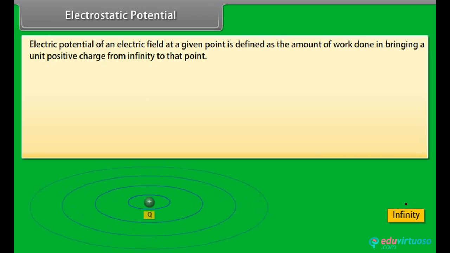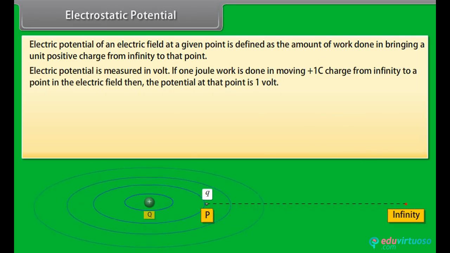Electrostatic potential. Electric potential of an electric field at a given point is defined as the amount of work done in bringing a unit positive charge from infinity to that point. Electric potential is measured in volt. If 1 joule work is done in moving plus 1 coulomb charge from infinity to a point in an electric field, then the potential at that point is 1 volt.